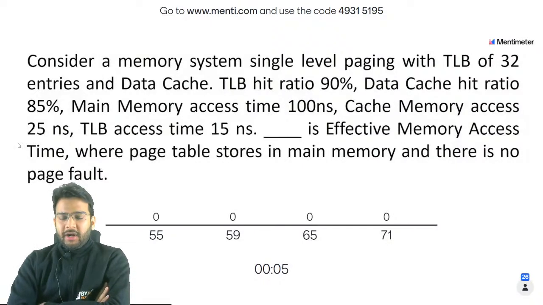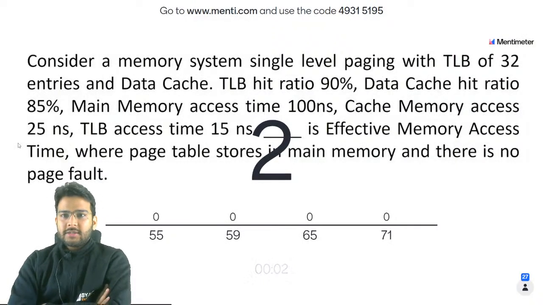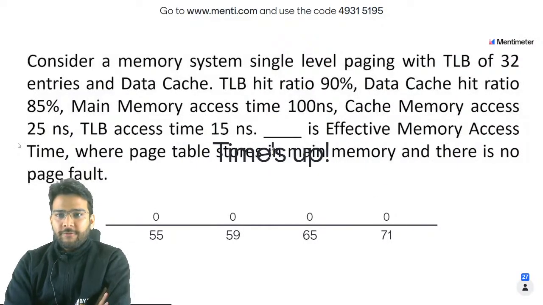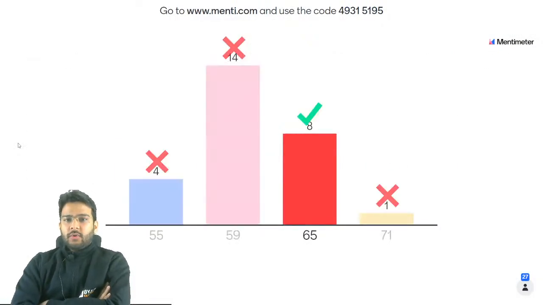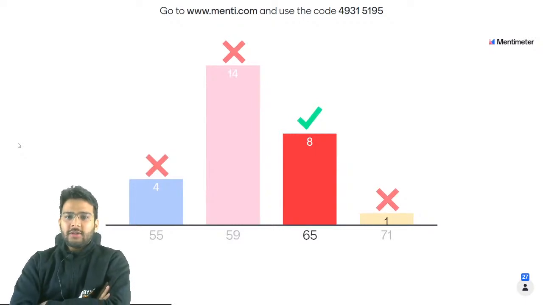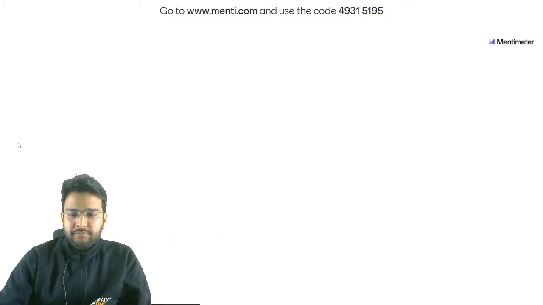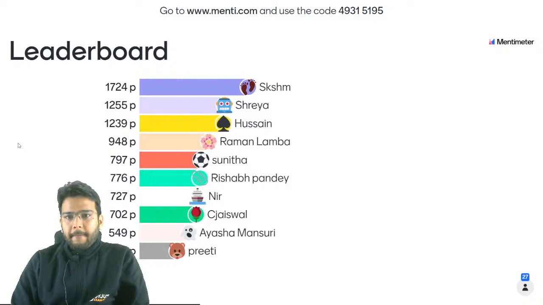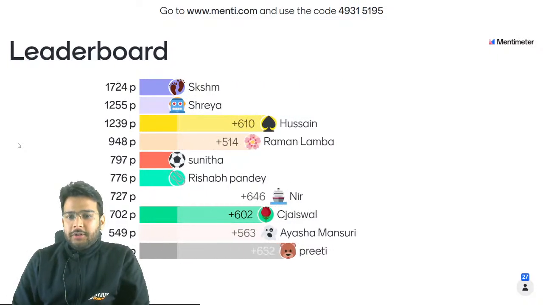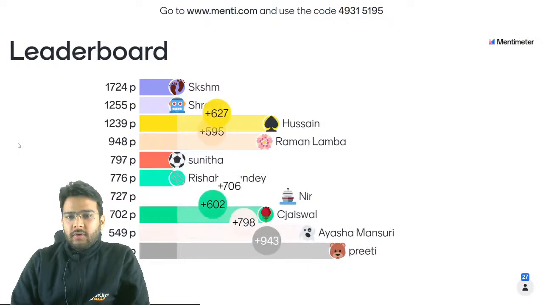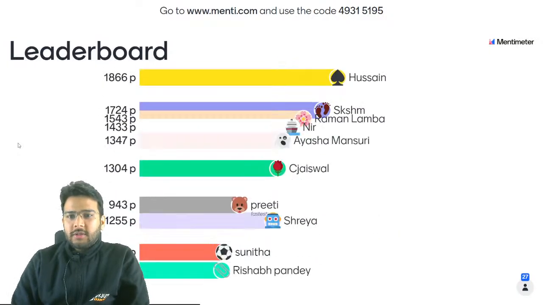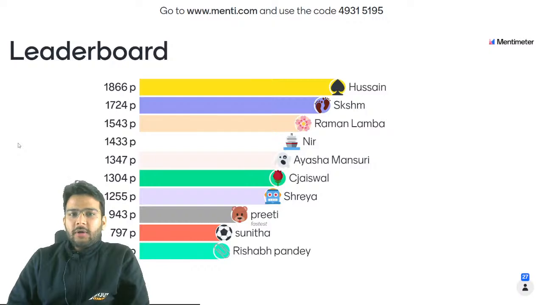Chetna, go to menti.com and use the code that is given on the top of the slide. 4931-5195. Okay, so here 8 students have answered this question correctly. Let's see the leaderboard here. Let's see who is on the top of the leaderboard now, and who is the fastest one to answer this question. So we have Hussein now on the top of the leaderboard, and then we have Saksham. So there is a lot of difference of the points between first topper and second student.